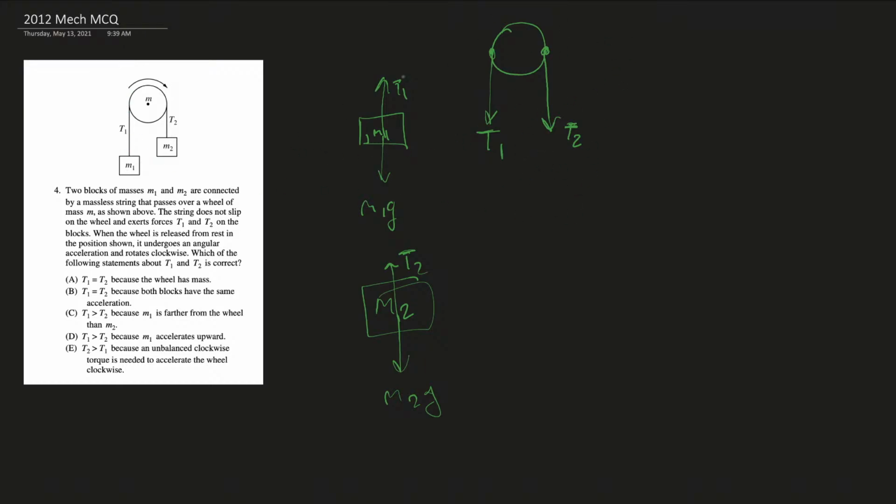They tell us that it undergoes angular acceleration clockwise, so it travels this way. If you think about the net torque acting on the object, if we just think about the radial distance r, you can just think of it this way: tension 1 is going to create a counterclockwise torque. So that's going to be T1 r, and that's going to be clockwise.